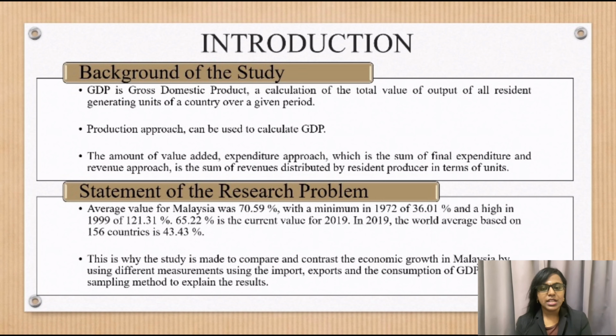Imports are the goods and services purchased from the rest of the world by a country's residents rather than buying domestically produced items. Exports are goods and services that are produced domestically but then sold to customers in other countries. Next, the statement of the research problem is to compare and contrast the economic growth in Malaysia by using different measurements, using the import, export and consumption of GDP, using the sampling method to explain the results.